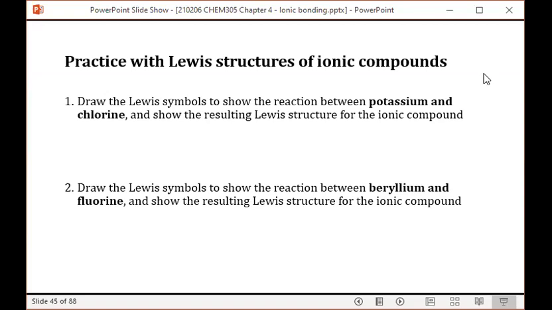So drawing Lewis dot structures is a way that always works to figure out the formulas for ionic compounds. As we get to more complex compounds, I'm going to show you some easier ways to do it, where you can calculate it just based on the number of valence electrons. And we'll go over that in the second half of chapter 4.